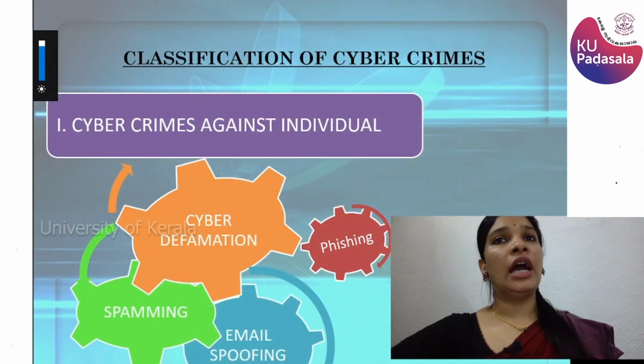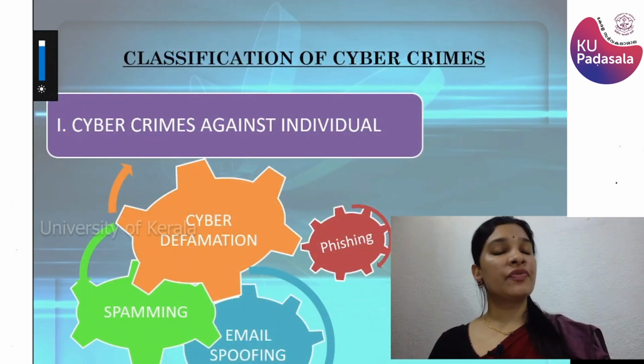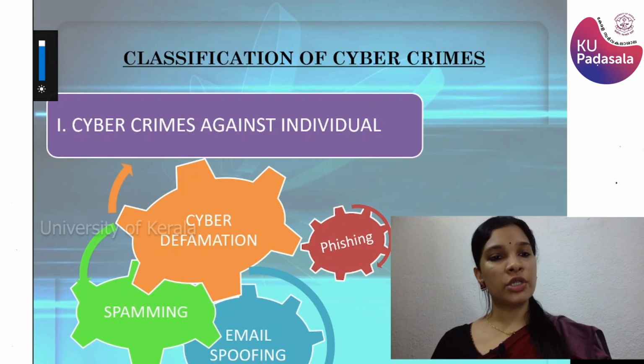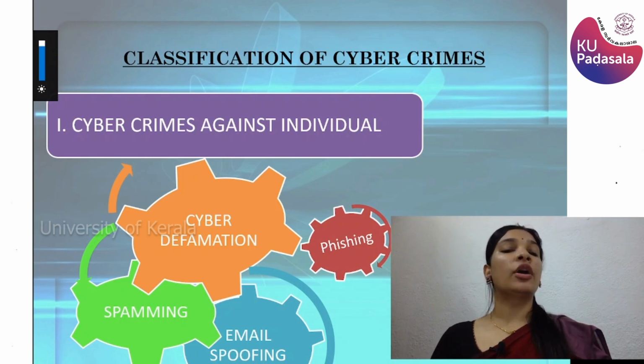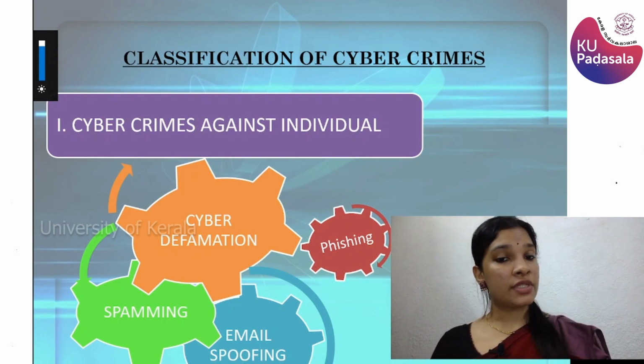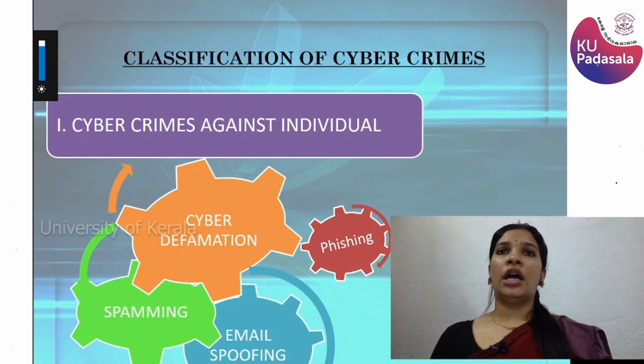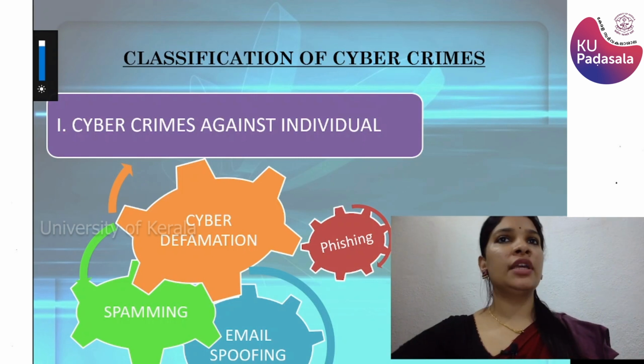So basically, when we analyze the classification of cybercrime, we can divide it into categories: cybercrimes happening against individuals, cybercrimes against an organization, cybercrimes against society as such, and also against property. So, what exactly are cybercrimes that happen against individuals? There are a few cybercrimes that can happen against individuals.